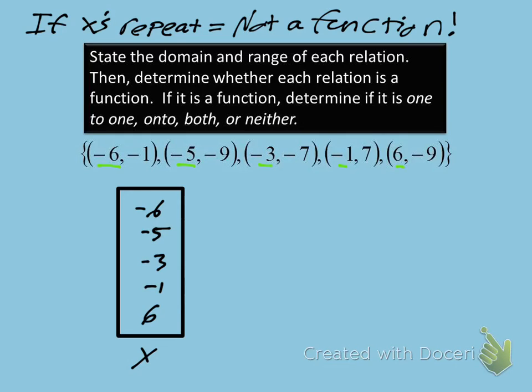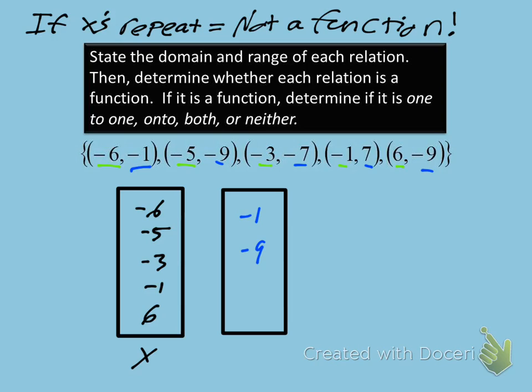Then to the right of it, you're going to do the same thing. Make a little box. And then you're going to take all your y values and put them in there. -7, 7, -9. Now, the nice part about this is you don't have to write repeats. Your y's can repeat all they want to. Your x's cannot. But if your y's do repeat, you don't need to write them in that box. We'll show in just a second why they repeat and why you don't need to write them twice. And actually it helps you to not write them twice.